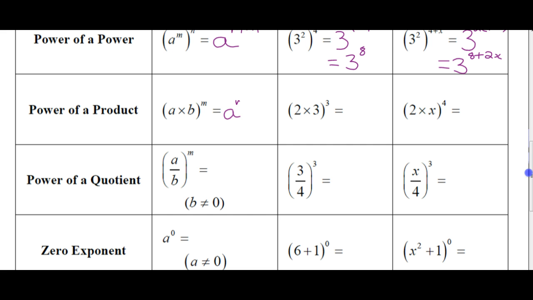So it's a to the m times b to the m. You raise each part to the power, and then you take its product. So 2 times 3 cubed is 2 cubed times 3 cubed. Right, now we can evaluate some of these, right?